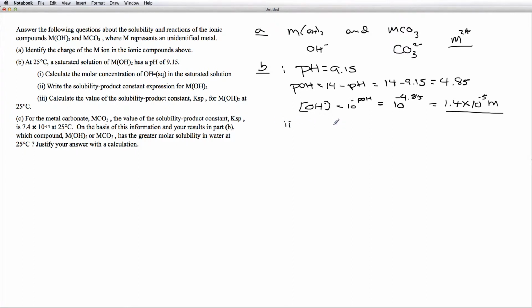Alright, second question. Write the solubility product expression. So we have to write an equation first. So M(OH)2 yields M2+ and 2 OH minus. So the Ksp has to equal the concentration of the M2+ times the concentration of the OH minus squared. And the last thing we need to do is to calculate the value for the Ksp.